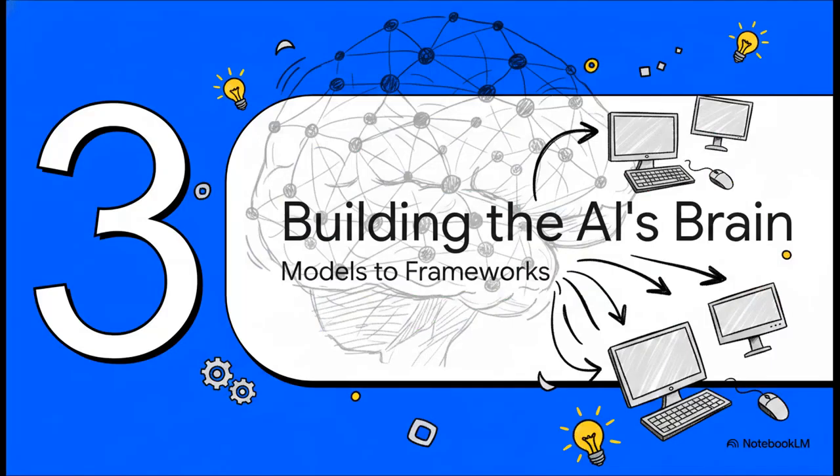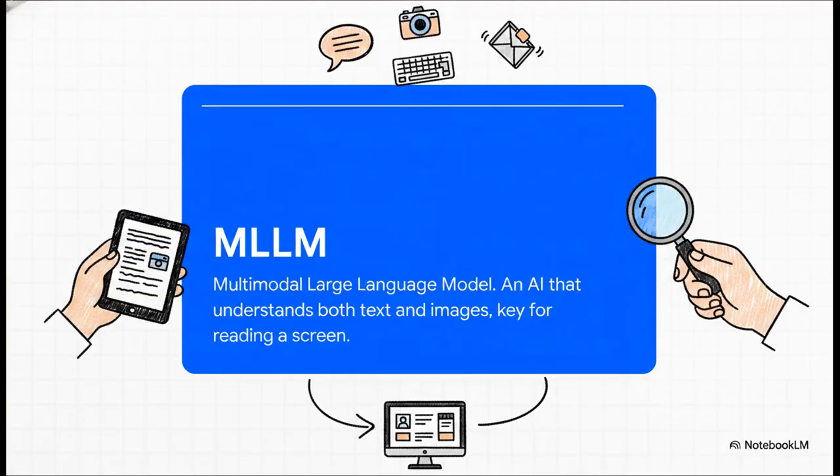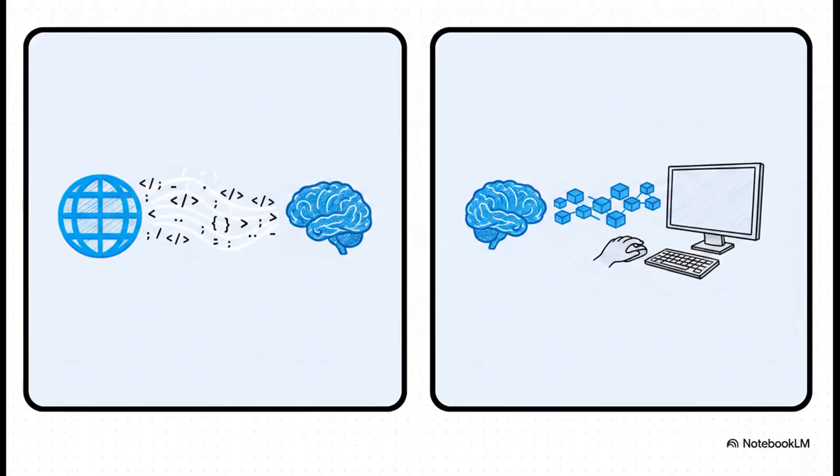Which brings us to a really big question. How in the world do you build the brain for something like this? What powers this whole thing? Okay, the secret sauce here is a piece of tech called a multimodal large language model, or MLLM for short. You already know about language models that are great with words. Well, think of an MLLM as being able to see and read at the same time. It can process both images and text simultaneously. This is the absolute game changer, the breakthrough that lets an AI look at a computer screen and understand what's on it.